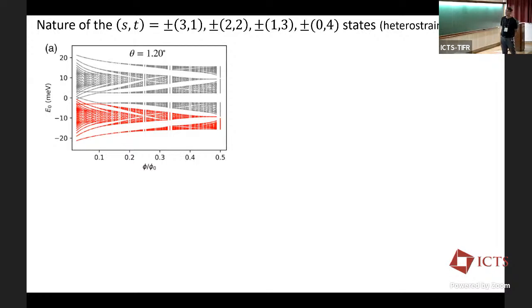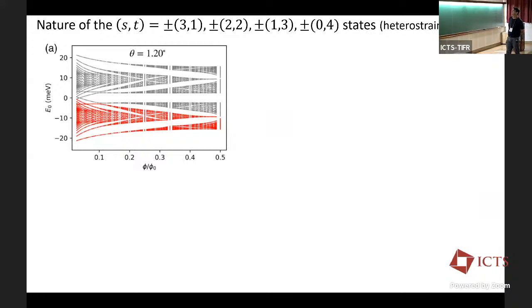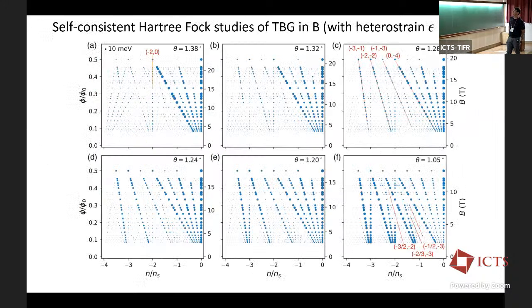We would then project our Coulomb interactions onto this basis and do Hartree-Fock with this. So the result of this calculation at this angle is shown here. This now includes the interactions at the prominent filling factors, which I showed you in the previous slide. So I just quickly show you at 1.2, sorry. At 1.2, that's this. And we're going to again focus on the main lines, s plus t equal to -4.